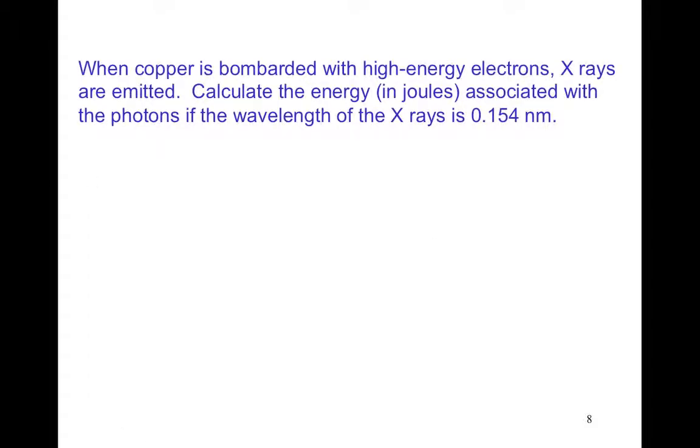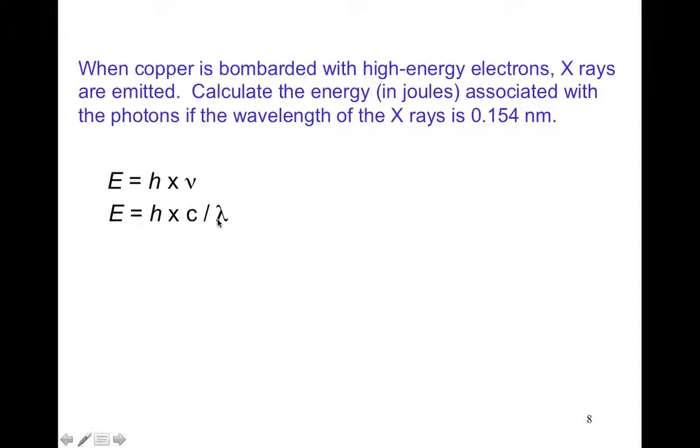Alright, so if we look at a problem like this and it says copper is bombarded with high energy electrons, it'll emit X-rays, which would be kind of crazy. Calculate the energy in joules associated with the photons if the wavelength of X-rays is 0.154 nanometers. So we want to get to E, energy, and we're starting with wavelength lambda. And so we can say if energy is equal to Planck's constant times our frequency, then we need to find frequency. And we learned earlier that frequency was equal to speed divided by lambda. That's the first equation I gave you. So we can substitute those two in.